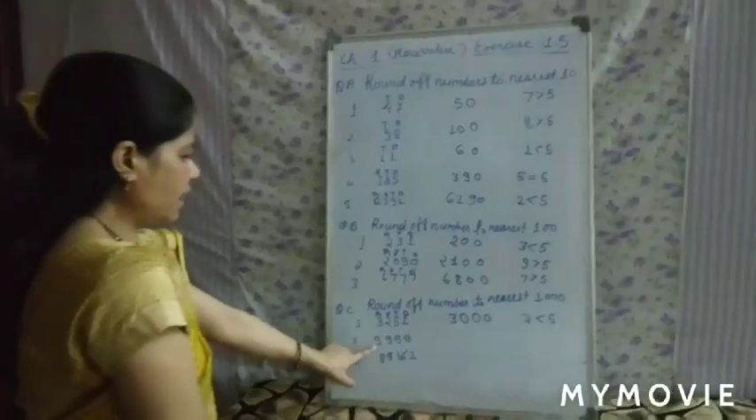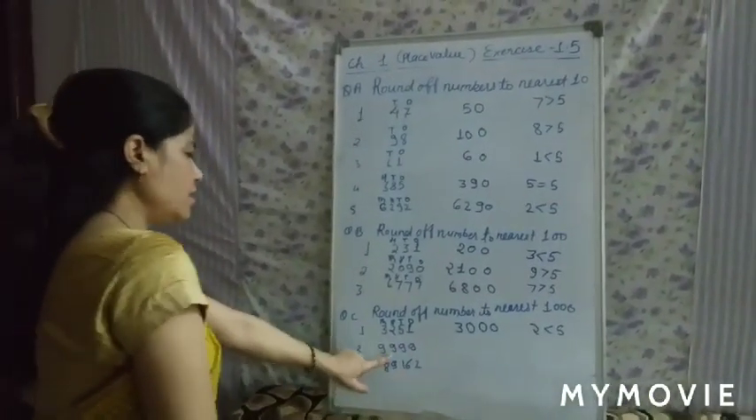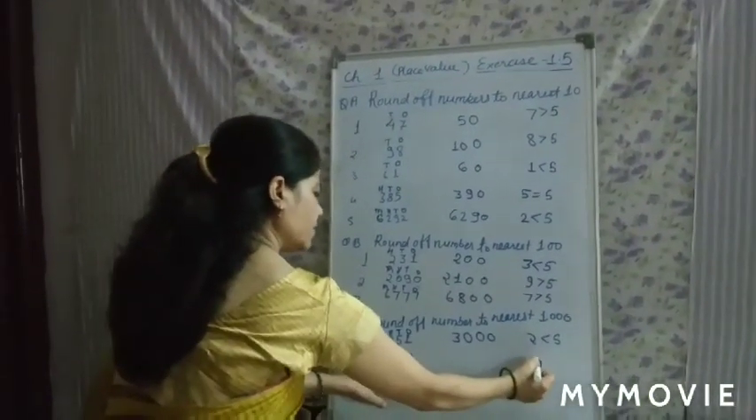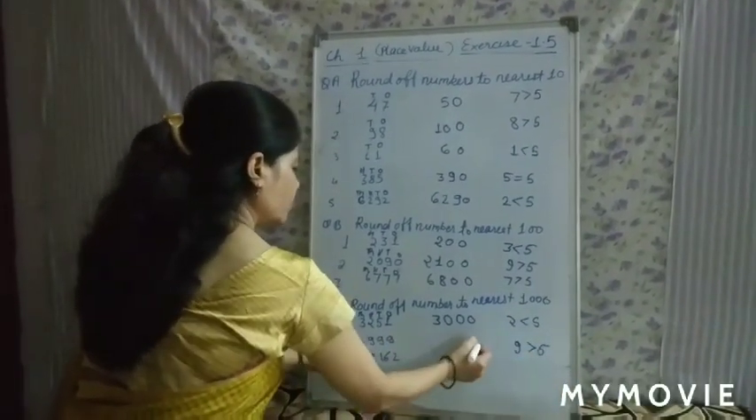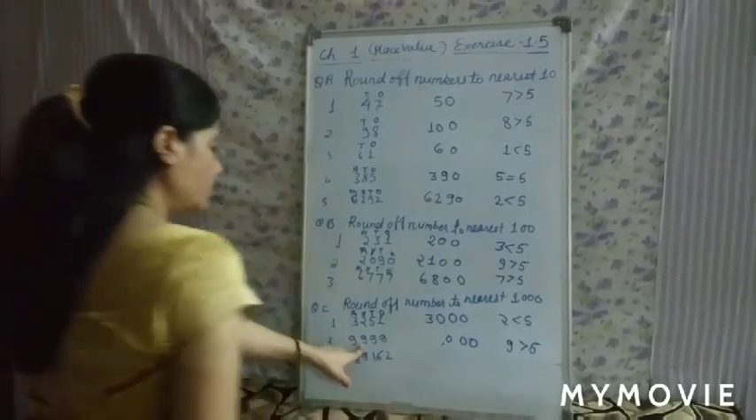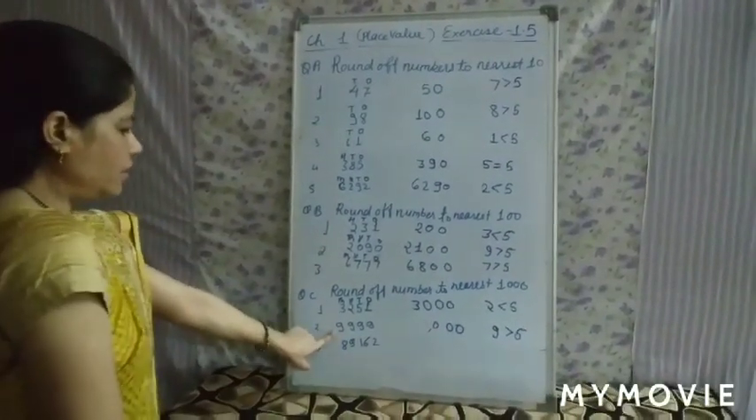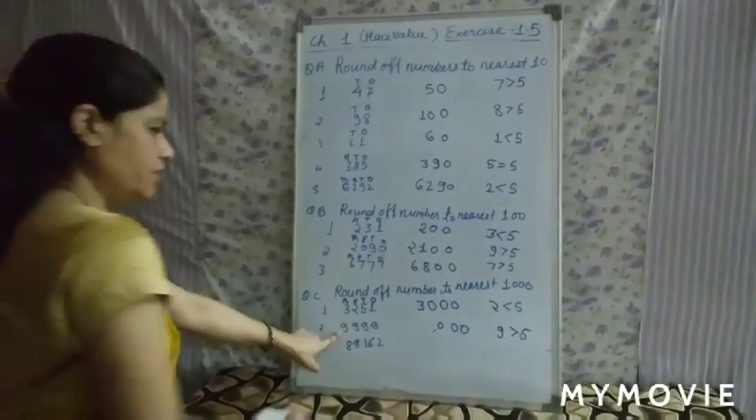Now next is 9999. Here on the 100 place, 9 is here. 9 is greater than 5. So put 0 up to the 100 place. The next digit of 9 will be 10.